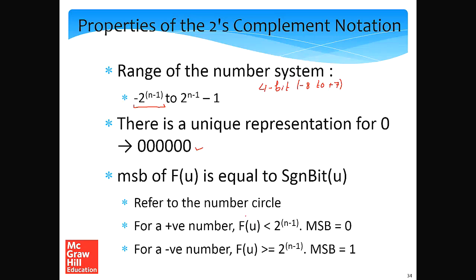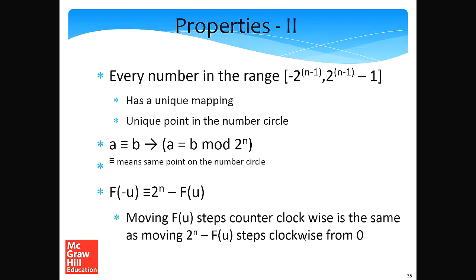Alternatively, this is more of a generic proof: if f(u) is less than 2 to the power n minus 1, the MSB is 0, and you can infer it's positive. For a negative number, it needs to be greater than or equal to 2 to the power n minus 1. It needs to cross the breakpoint in the number circle. This is the breakpoint, and at this point the MSB becomes equal to 1. Thus, the number is negative.